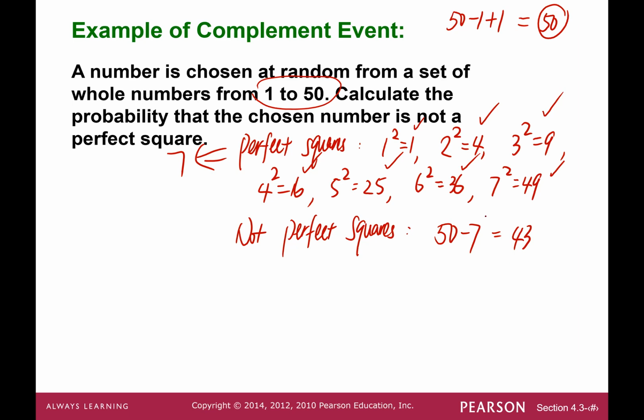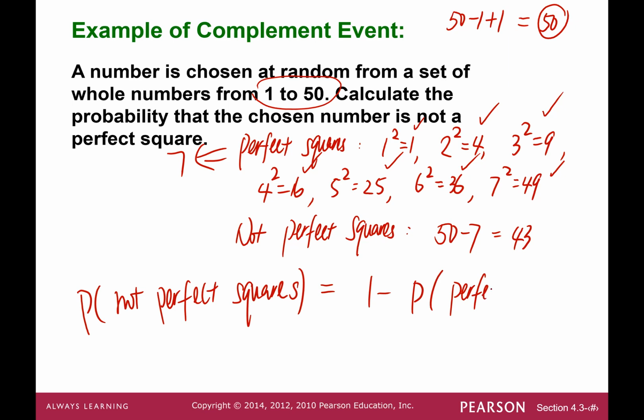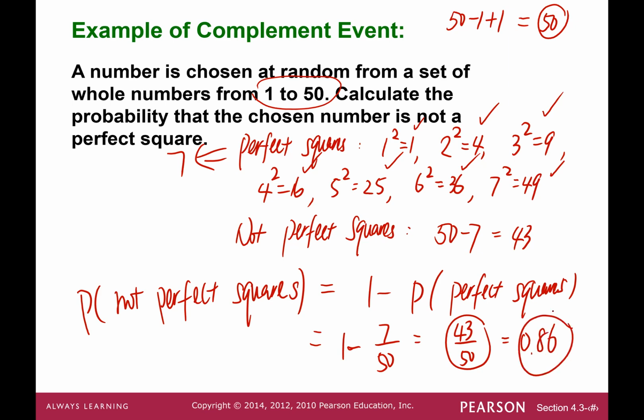So then we know that the probability of not a perfect square, using the complementary event rule, will be 1 minus the probability of a perfect square. Then we know that there are 7 perfect squares. So it's going to be 1 minus 7 over 50, and this is 43 over 50. You can leave it as an exact fraction, or you can write it as the decimal number 0.86. If we divide it, we know that it's 0.86. That means out of all 50 numbers here, 86% of them are not perfect squares.